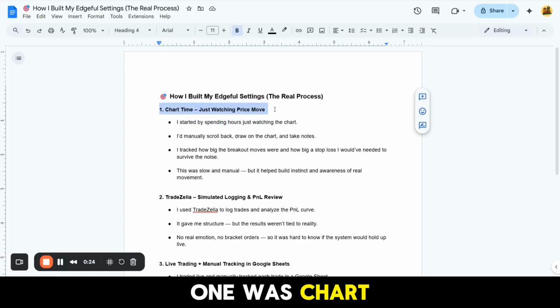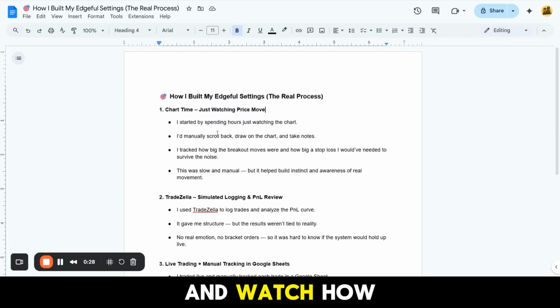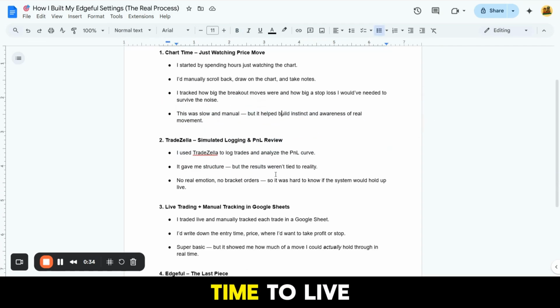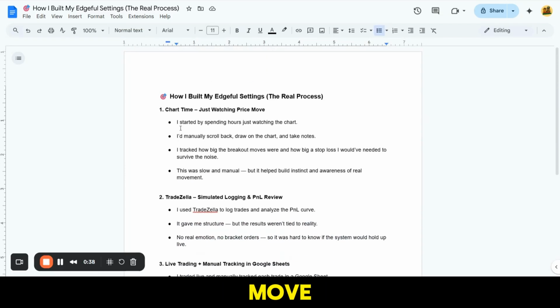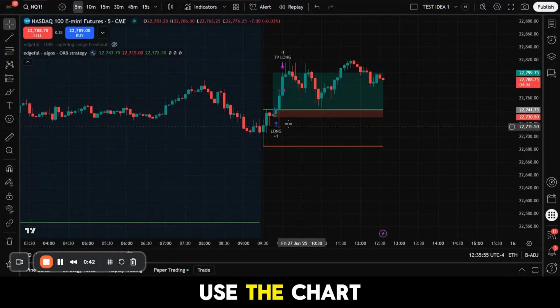So the first one was chart time. I would literally just sit in front of the charts and watch how things were moving. And I quickly jumped from chart time to live trading, and that was not a good move. I should have spent more time on the chart and how I used the chart.